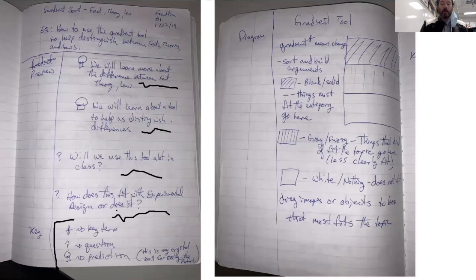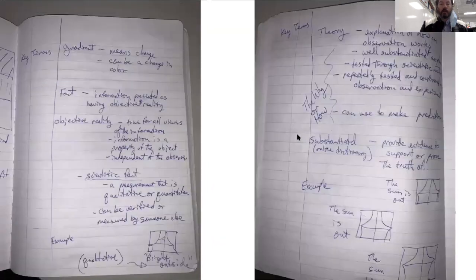Here's my key. If you use my symbols, you don't always have to put a key, but I put it so that when you see these things, you know what these marks mean. So I put the gradient tool, I put some notes. This set of notes was weird because you didn't write everything, okay?